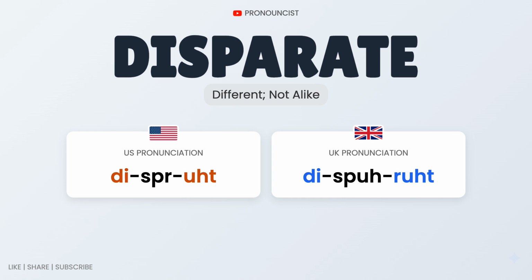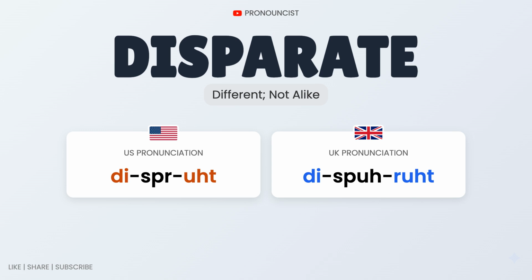Now, read the syllables of U.S. pronunciation shown on the screen naturally. Disparate. Disparate. Now, let's focus on British pronunciation of this word.